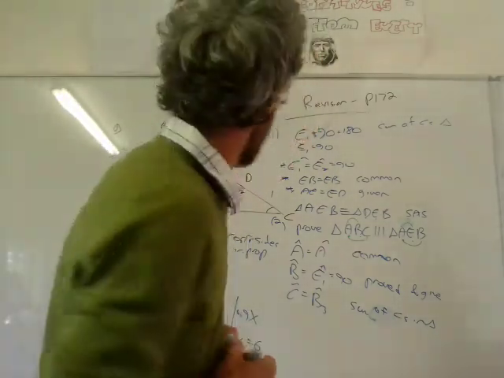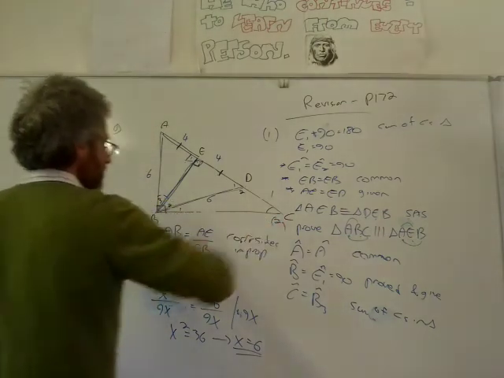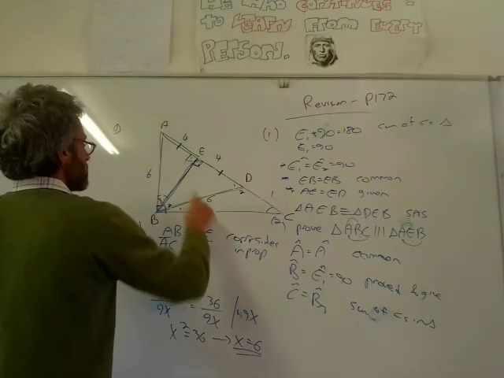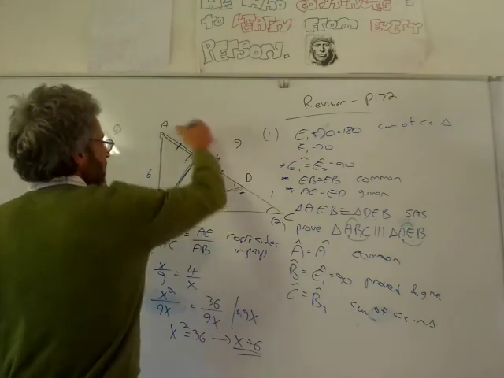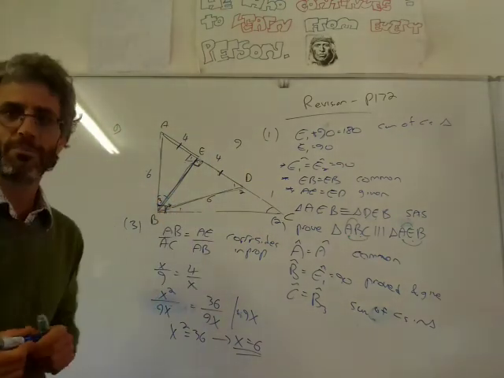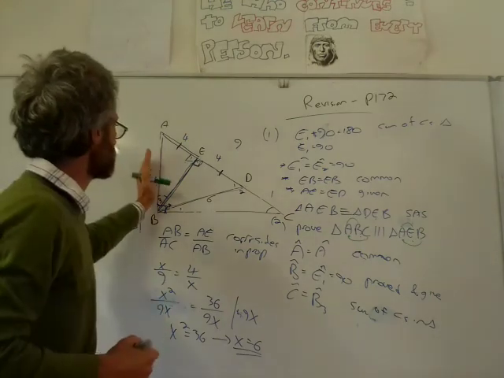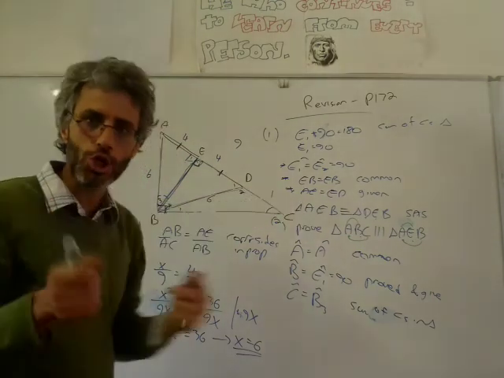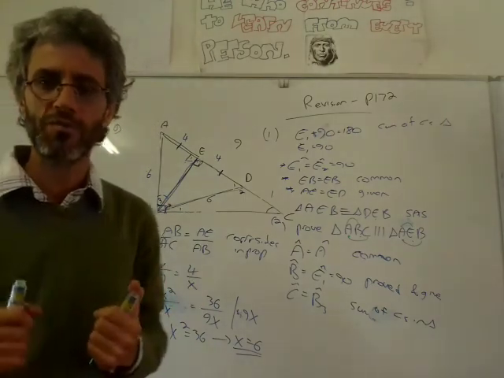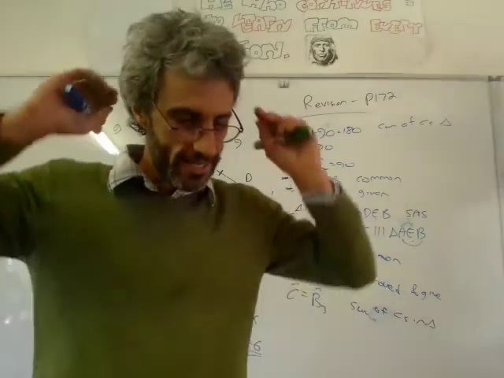Then they're asking me to find BC. Now, how would I do that? I want to find BC. I know this is 6. I know all of this is 9. Now, this is 90 degrees, so I'm using Pythagoras. If this is 6 and the hypotenuse is 9, you should be able to use Pythagoras to find the missing side.